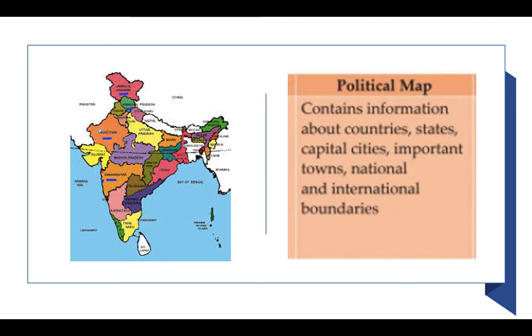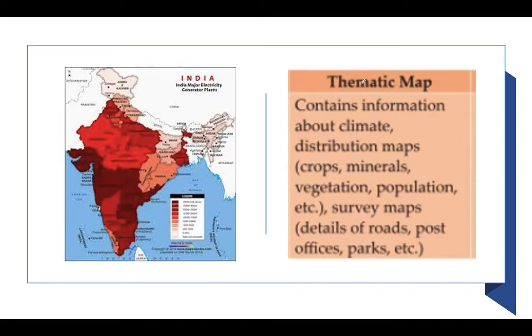And if it shows the India Pakistan boundary, the India China boundary, the India Nepal boundary, or the Uttar Pradesh and Bihar boundary, it shows international and national boundaries. So is it a political map? Yes, you are correct. It is a political map. So any map which shows different countries, states or any other important towns or national and international boundaries is called a political map.